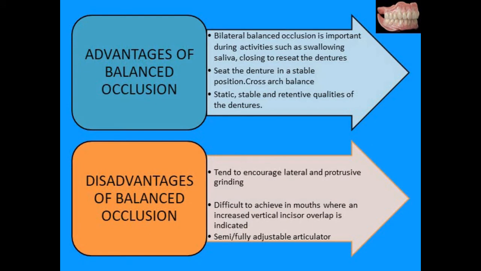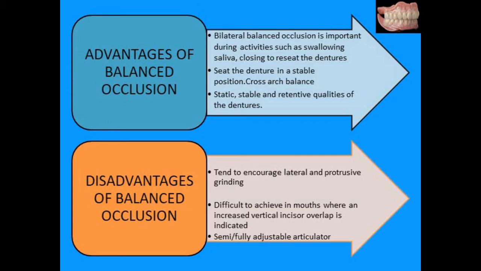So first, the advantages. Bilateral balanced occlusion is important during activities such as swallowing saliva, and it helps to seat the denture in a stable position. So due to the cross arch balance, that means as the bolus is chewed on one side, the other side, that means the balancing cusp, will either come closer or will contact one another. So there is cross arch balance and it will help to seat the denture in a stable position. Thus, it improves the stable and retentive qualities of the denture, and we know that it helps to preserve the residual structures by better distribution of forces.